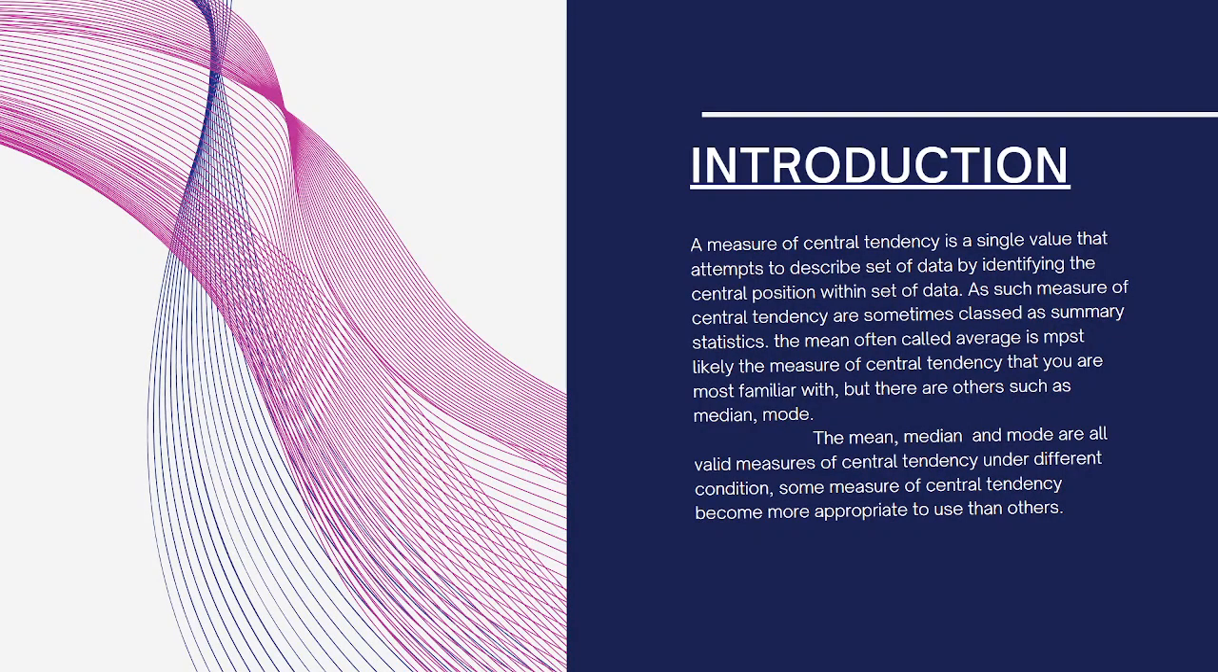Now I would like to explain the measure of central tendency, which comes under descriptive statistics. It is a single value that describes the set of data by identifying the central position within the set of data. Central tendency is classified as a summary statistic, like the mean. We can also call the mean the average. It is a measure of central tendency.